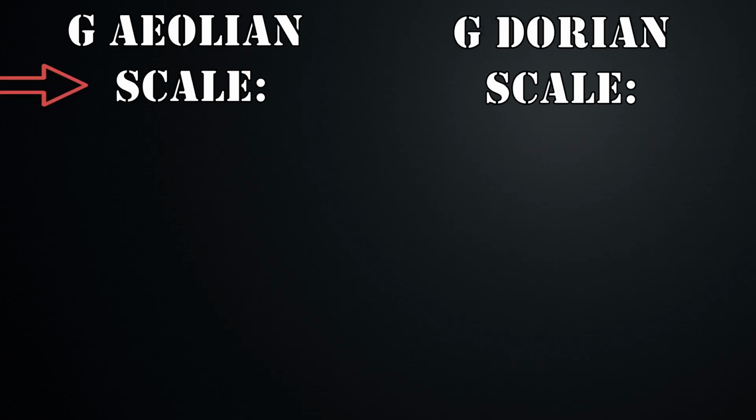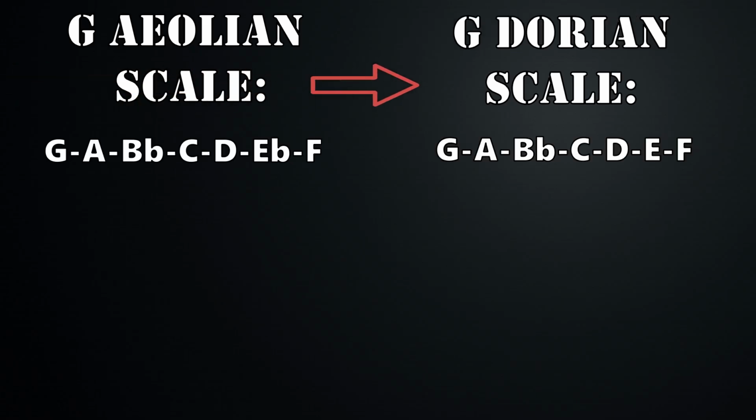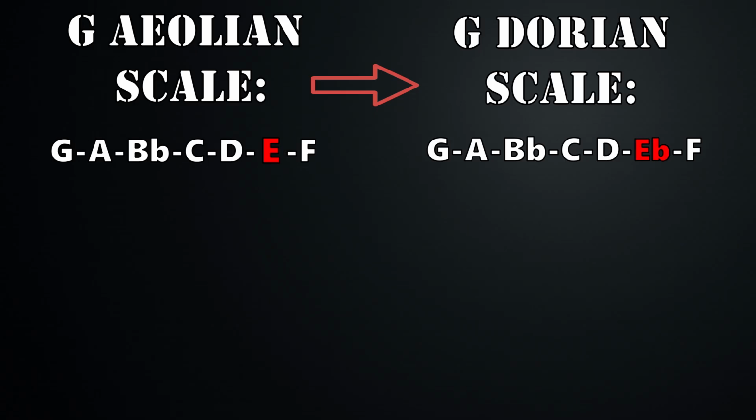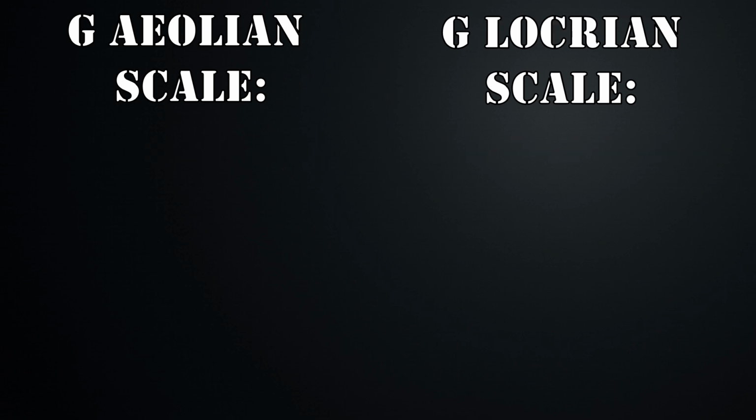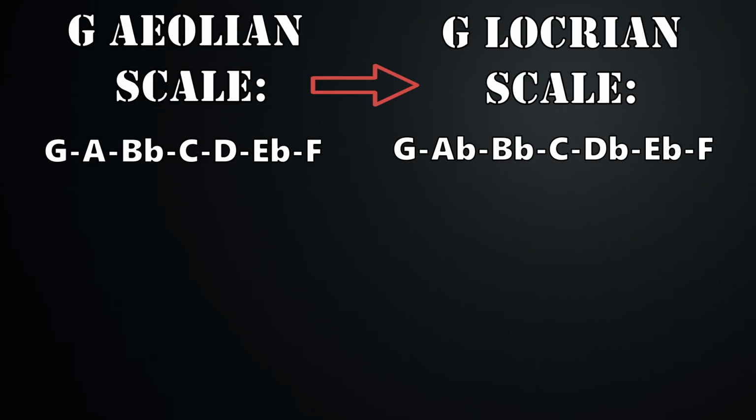Now, in order to convert G natural minor to the Dorian mode, we again have to change one note, and this is the 6th degree, which will be a major 6th here, so an E natural instead of E flat. And lastly, to convert G Aeolian to G Locrian, you have to change two notes. We change the second note, like in Phrygian, it will be a minor second, A flat, and then we play the diminished 5th, D flat and not D.